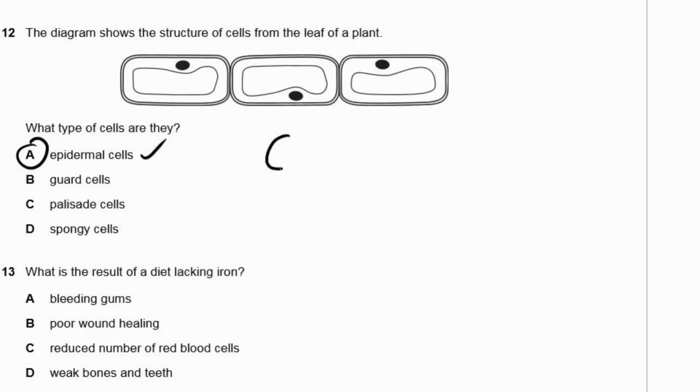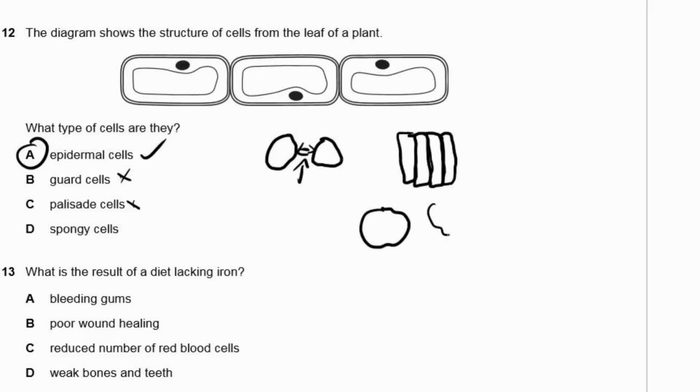Guard cells look more paired, with a gap in between them. So it's not those. The gap is for gases to diffuse in and out of the plant, including water vapor. Palisade cells are lined up nice and neat, but vertically rather than horizontally. And spongy cells have a lot more variation. They're more circular with gaps in between them so there can be air spaces. So it's not spongy cells. The answer here is A.